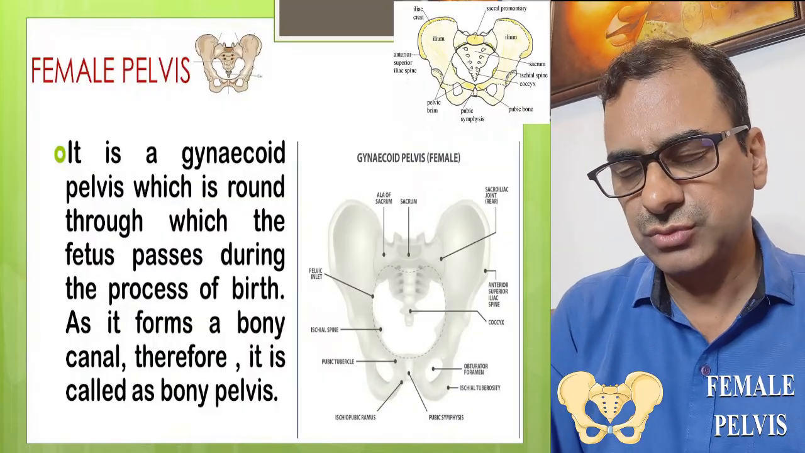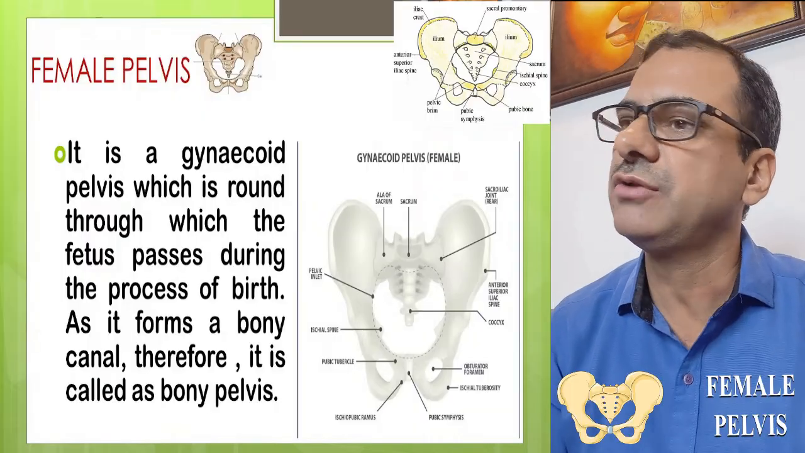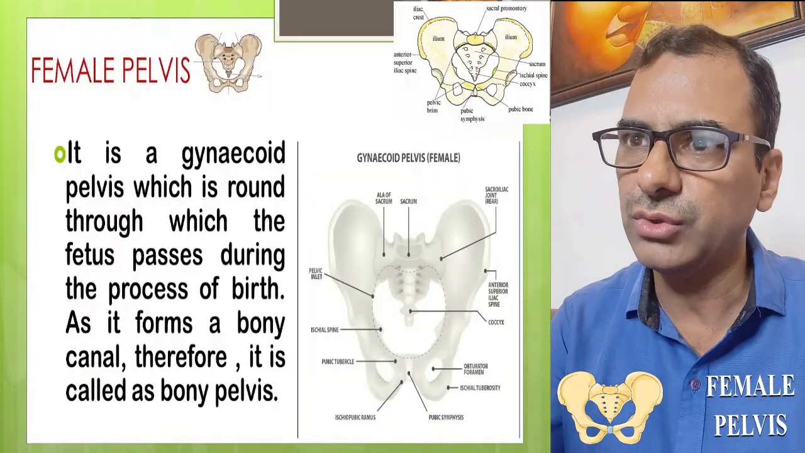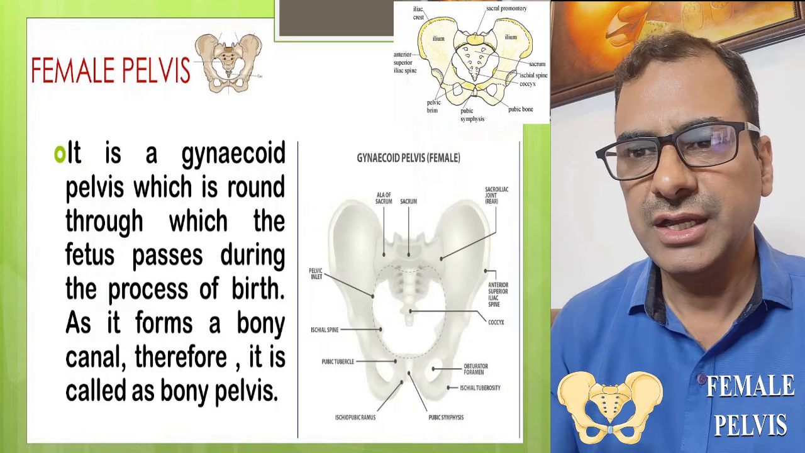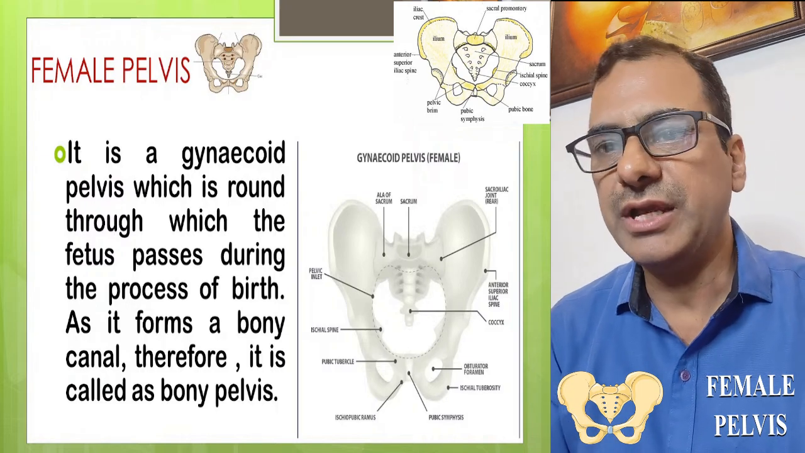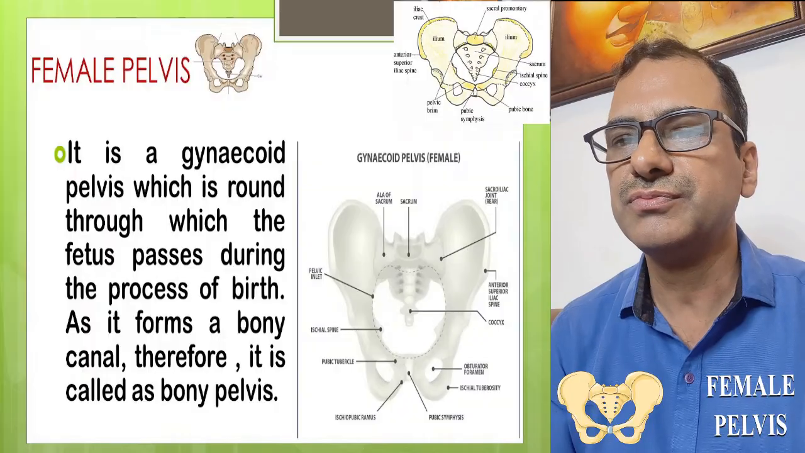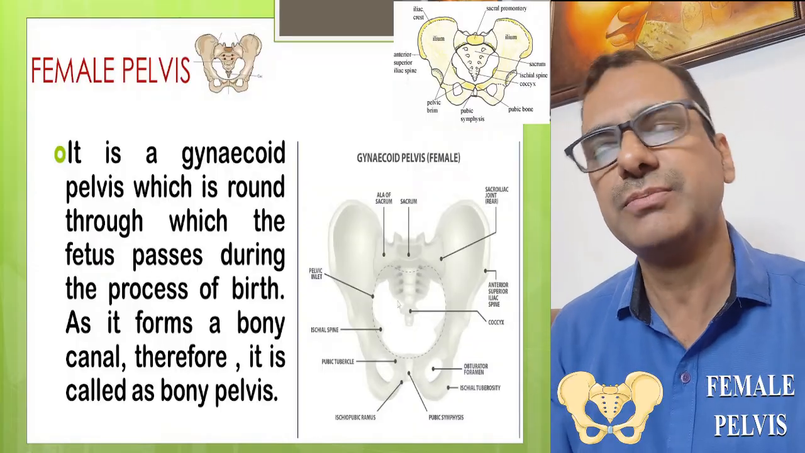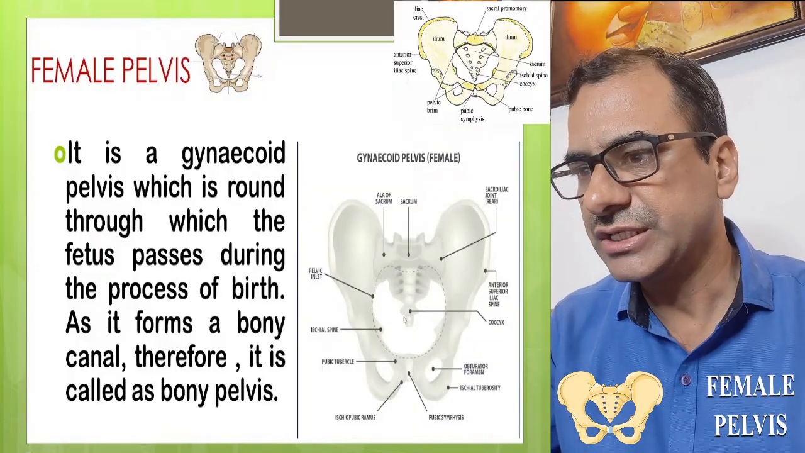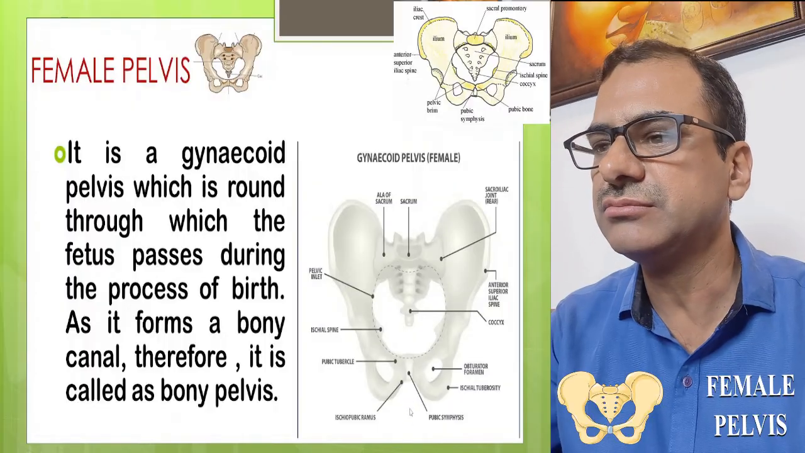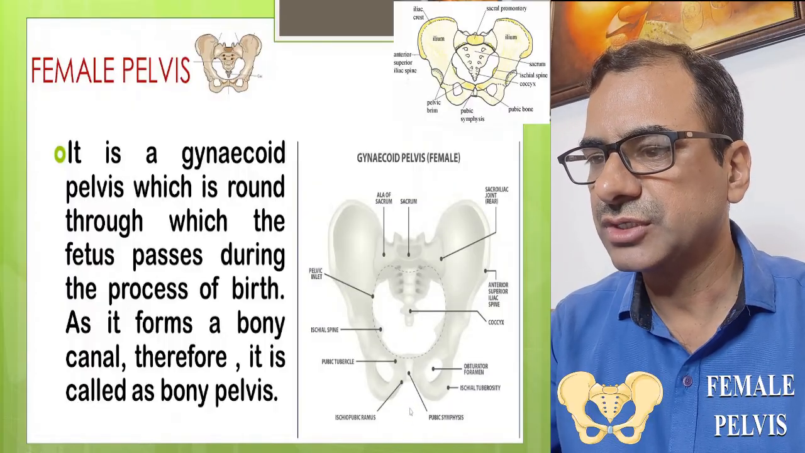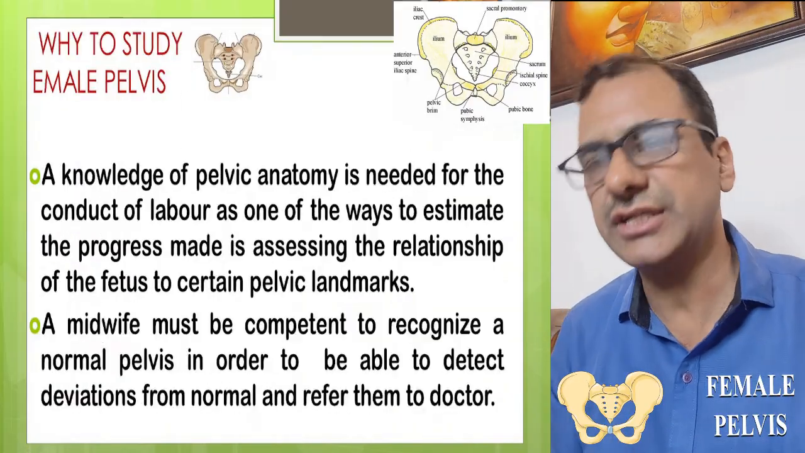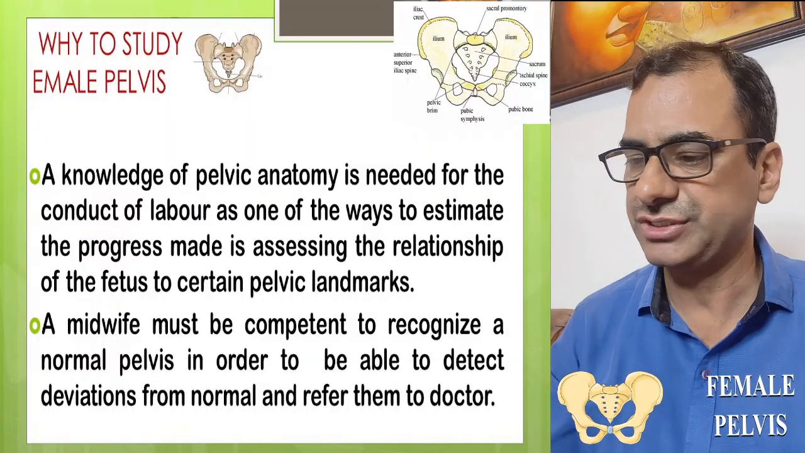What is female pelvis? When we talk about bony pelvis or female pelvis, we are thinking about normal female pelvis. Normal female pelvis is a gynecoid pelvis which is round enough through which the fetus passes during the process of birth. So here you can see this is the gynecoid pelvis, and through this the fetus passes during the delivery. As it forms a bony canal, that's why we call it bony pelvis.